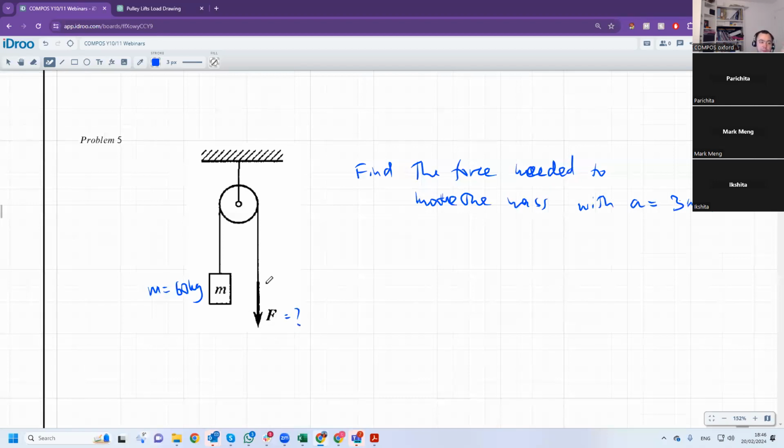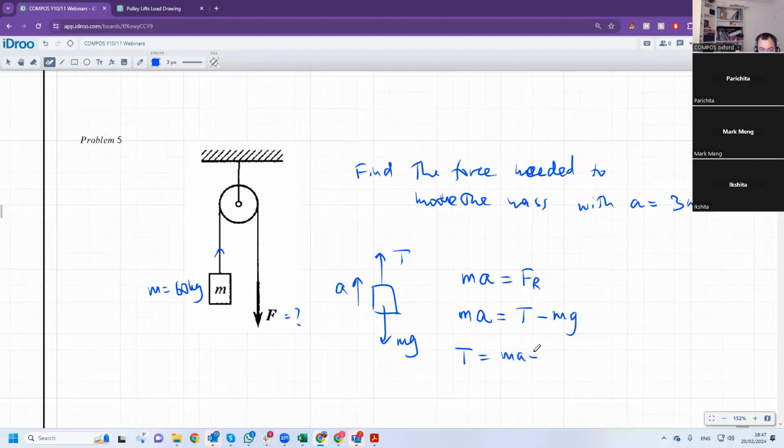Well, if you're pulling on the rope, the tension on the rope has to be F. So if you draw the mass M, there's the tension force up, there's mg down, and the mass is accelerating up. So we write down Newton's second law. Mass times acceleration equals the resultant force. So mass times acceleration is equal to the forces that are pulling you up minus the forces that are pulling you down, so mg. And then you just rearrange to find T, or F, because F is T. So T is ma plus mg, and in this case, m times (a plus g).